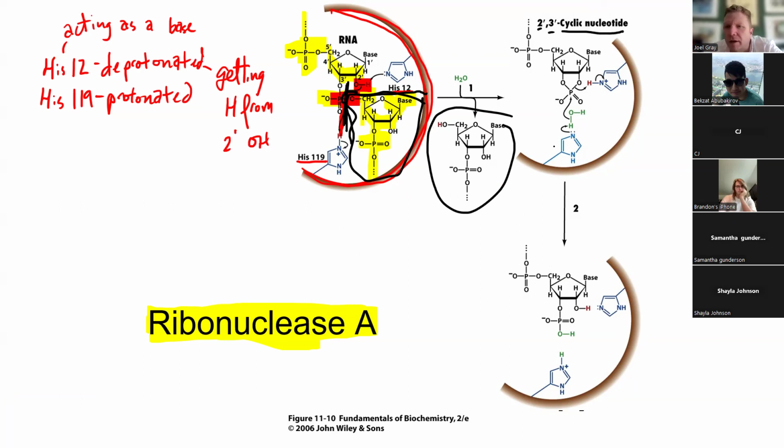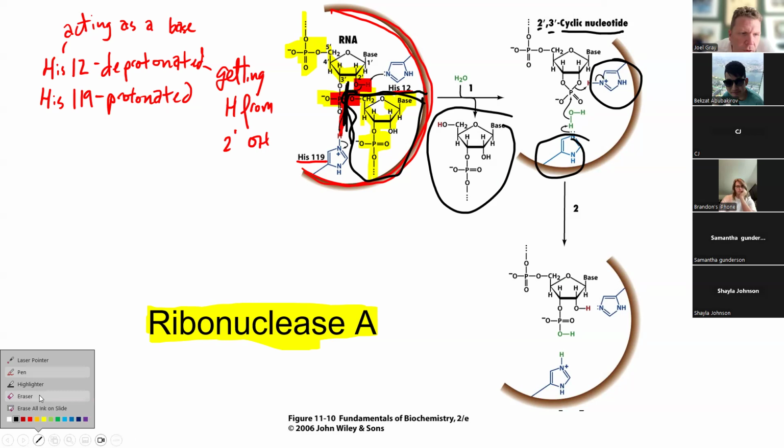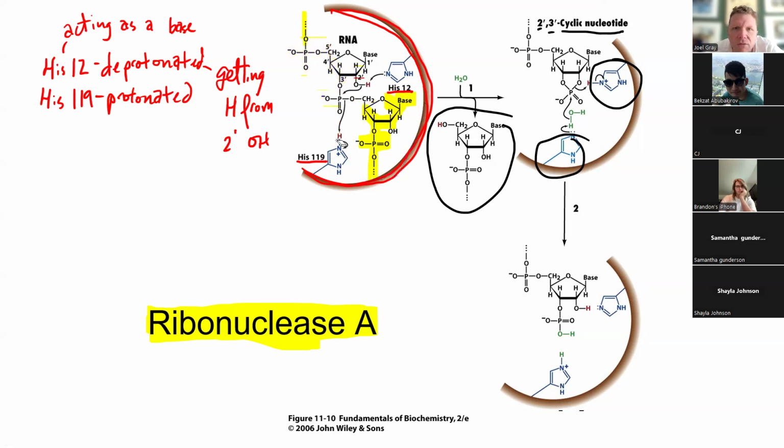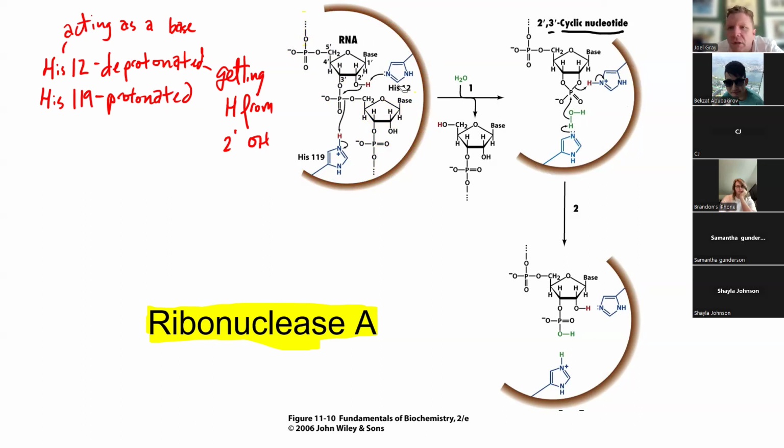Now, one thing I want you to recognize about this is, does anyone see a bond of any sort that connects one of our histidines to our substrate? And let me go ahead and clear almost all of my writing. But look at these first two segments, the top two images. Does anyone see a bond between our histidines and our sugar or our substrate?